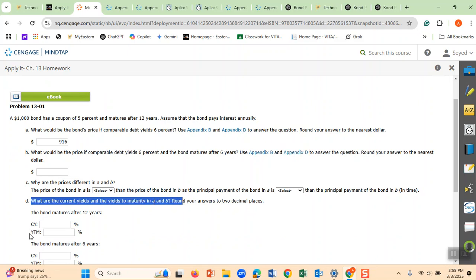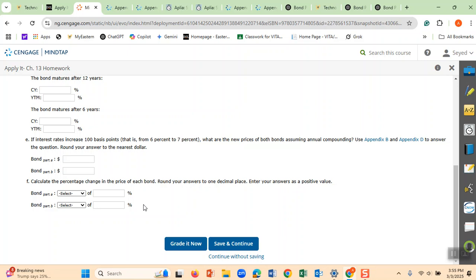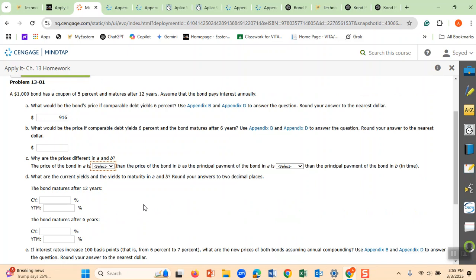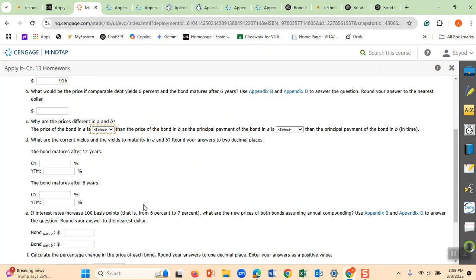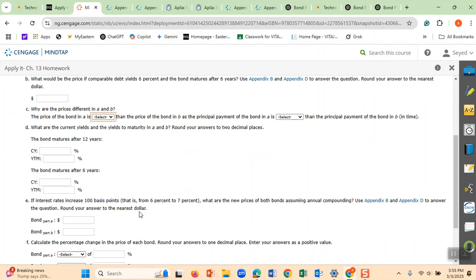Yield to maturity, YTM, that is giving you the rate, and CY is current yield, and the price of the bond is less. And we want you to know, you already learned about premium. When it sells at a premium, that means it is more than 1,000. When it sells at a discount, it is less than 1,000. By watching these two videos, hopefully you will be able to solve the problems of this chapter.